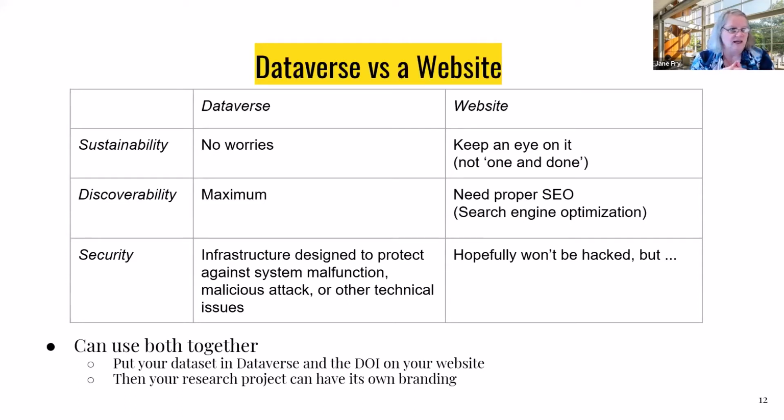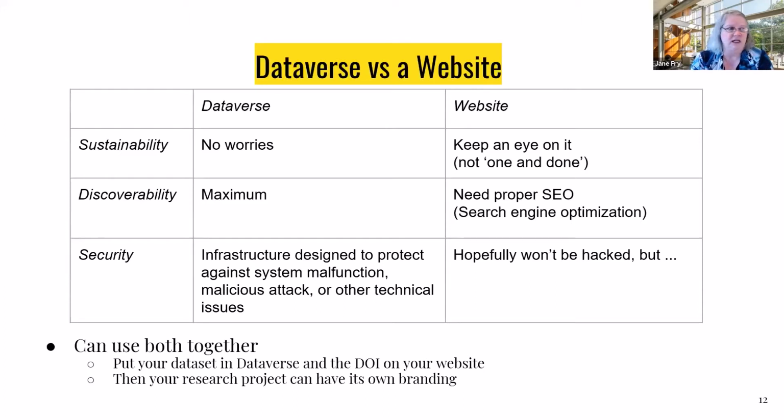So three things I want to look at here. The sustainability of your data set. In Dataverse, you don't need to have any concern about it. If your data is on a website, you have to keep an eye on it to make sure nothing happens with the website. And it's not a one and done process. You always have to check back in on it.